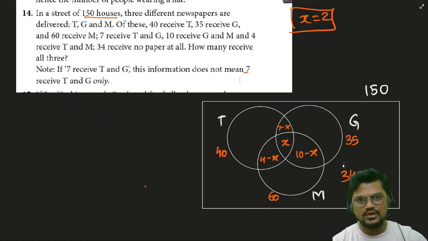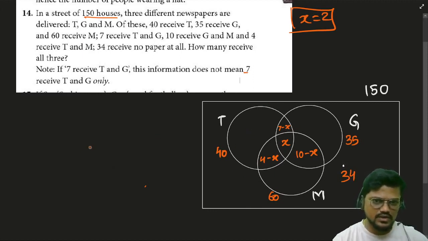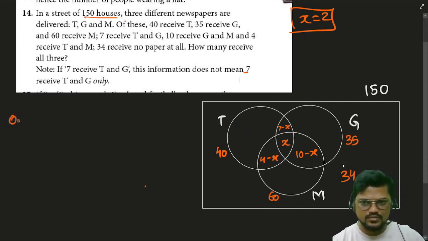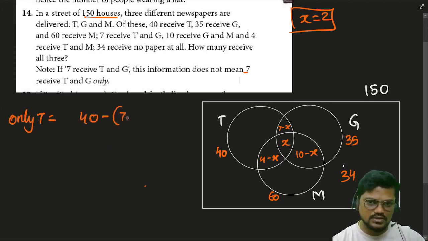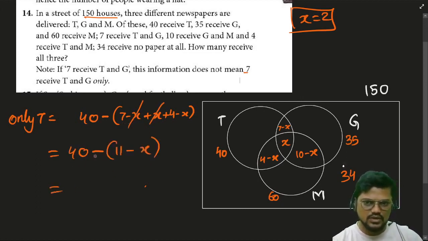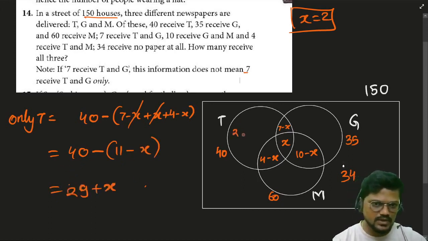So over here, for only T, what will you do? 40 minus 7 minus X plus 4 minus X. So you have to solve this. That is 40 minus, X plus X will get cancelled, 7 plus 4 is 11 minus X. So that is 40 minus 11, that is 29 plus X. So this will be 29 plus X.